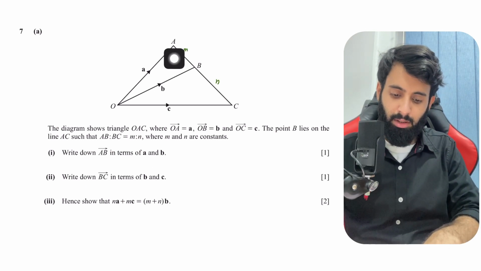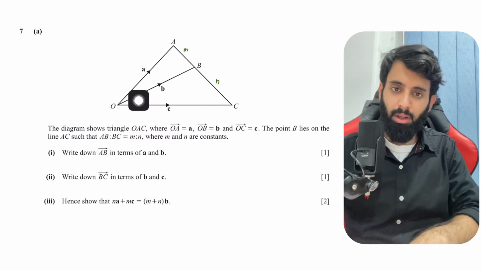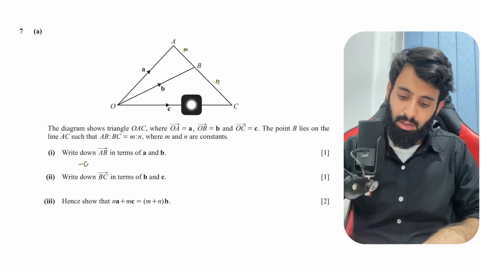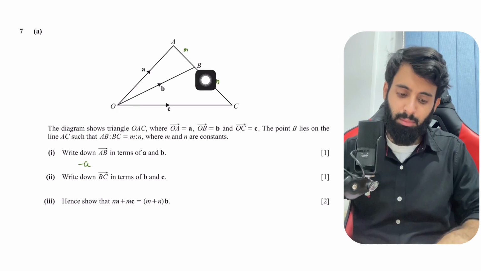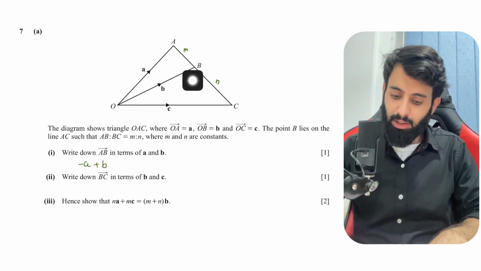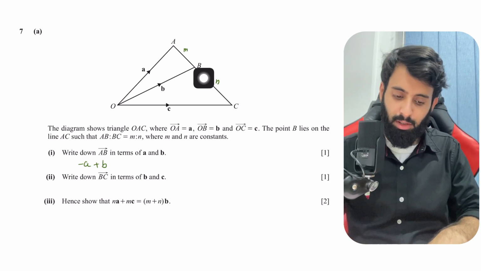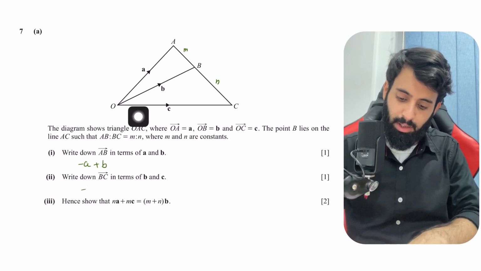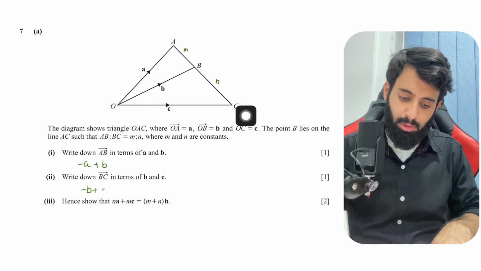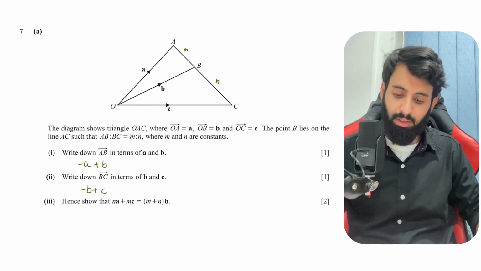So that means we need to see how we can get from A to B. That should be fairly simple. We'll go from A to O, which is going to be minus a because we're going against the arrow, and then from O to B, which is going to be plus b. So there you go. Then it says write down BC in terms of b and c. Again, fairly simple, from B to O, so that's minus b for the same reason, because we're going against the arrow. And then from O to C, which is going to be plus c. Okay, so that's taken care of.